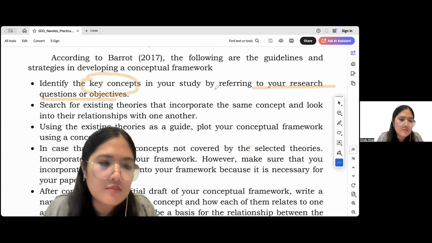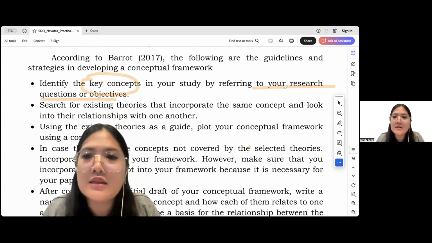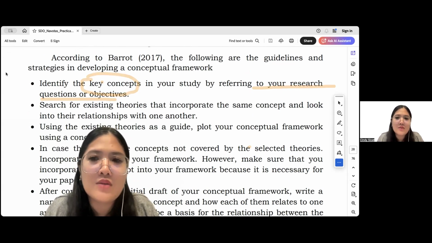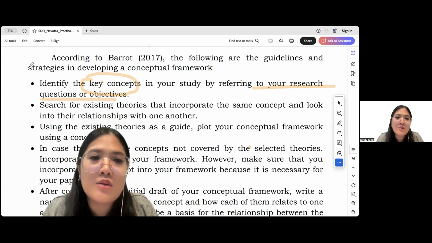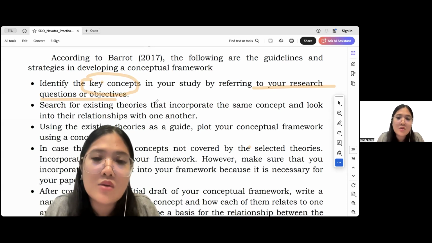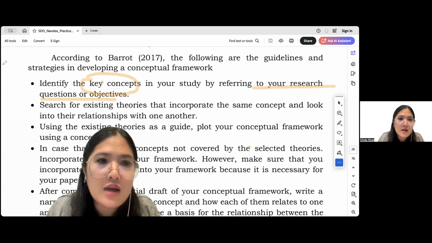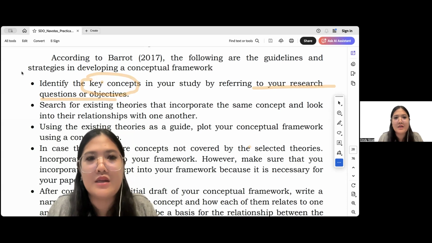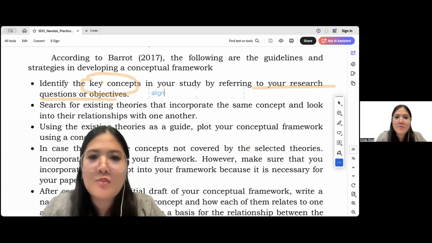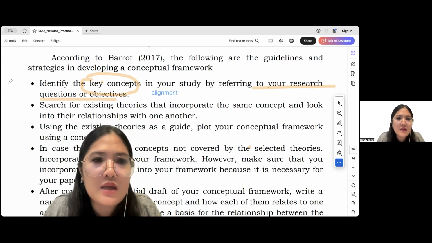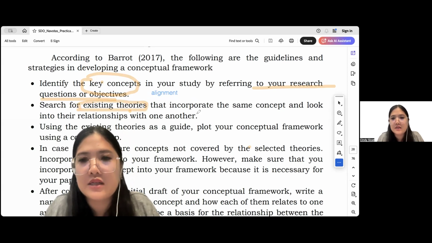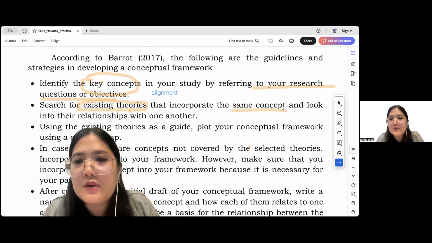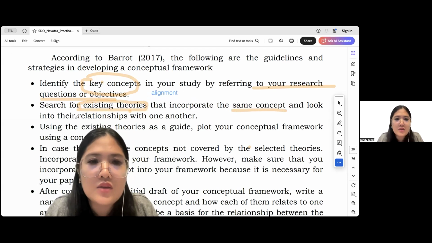If you remember our previous discussions, there should always be an alignment with your research questions or objectives, your instrument, and of course your title, so that we would be able to have a clear understanding of the study. Once you have aligned all of those, you should have your key concepts listed already. So again, our goal would be alignment. Next, we have to search for existing theories. We're talking about the theoretical framework here that would incorporate the same concept and look into their relationships.